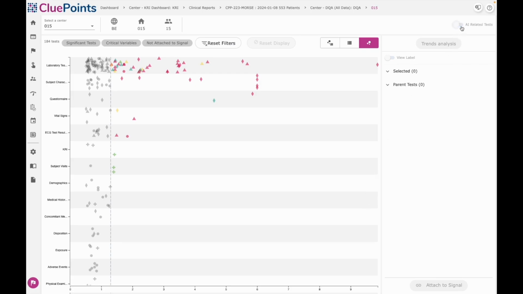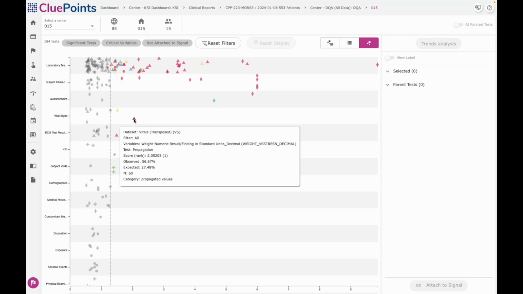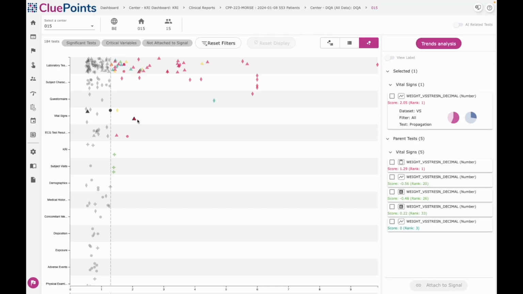So I'm going to switch off the toggle in the top right hand corner and come down and look at the different data domains that are listed here. This is dynamic based on where the patterns have been detected. And if we take vital signs here, I can select this particular result. In this case, what the system has detected is an unusual propagation pattern in the weight data collected for patients at this site. And what's happened here is that the sites have entered the same data on multiple time points, and the system has picked up that that data is the same.